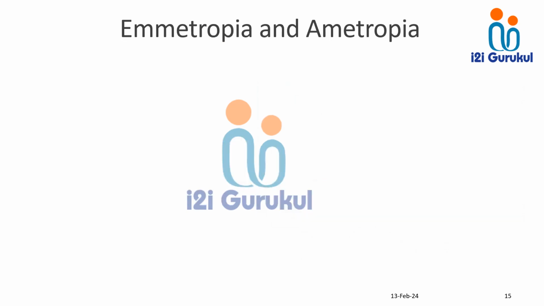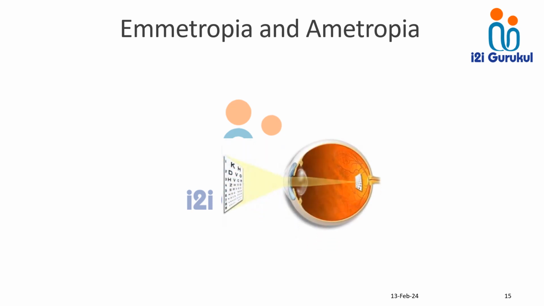Friends, moving towards emmetropia and ametropia. As you know, light always travels in a straight line. Light from the object enters the eye through the cornea, aqueous humor, lens, and then vitreous humor, and forms an inverted image on the retina. This you all know, as I explained in the earlier slides. Now, can you explain what emmetropia and ametropia are?